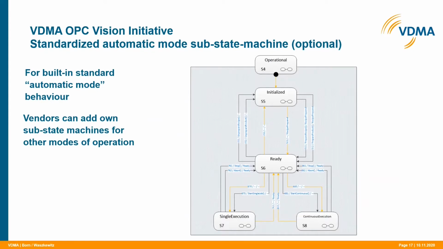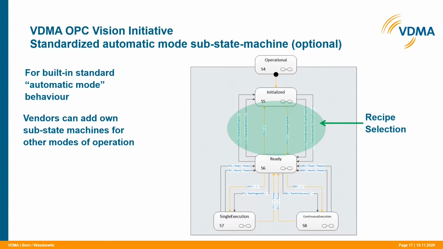The select mode automatic method, or a decision by the vision system based on other input or internal circumstances, leads into the optional vision automatic mode state machine, which is a substate machine of the top-level state operational, as indicated here. It provides a built-in standard automatic mode behavior. This handles the selection of recipes, inducing transitions between the initialized state, which is the entry state under automatic mode, and the ready state, where the system is ready to execute a job.